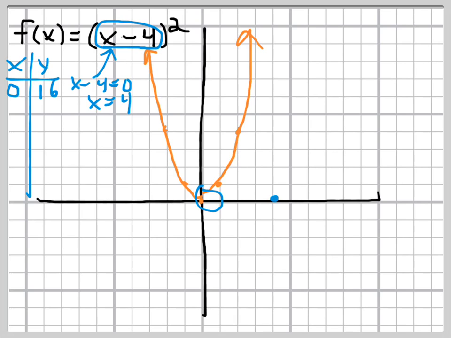So what I've just had to do is, if it's inside the parentheses, I'm going to end up shifting it right 4 units. And why? Because I need 4 more units of x to make what's inside the parentheses 0. And if I put in 5 now for x, I'd have 5 minus 4, which is 1, 1 squared. And if I put in 3 for x, I'd have 3 minus 4, negative 1, quantity squared. So check it. What did that all do? Again, that minus 4 was a right shift.